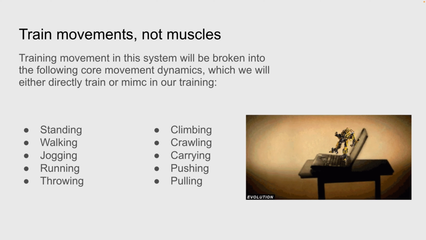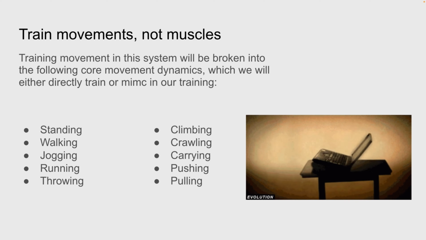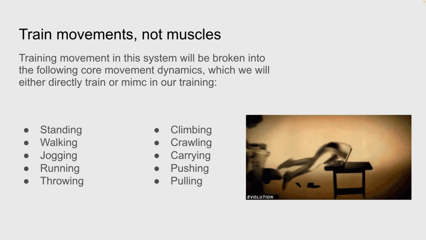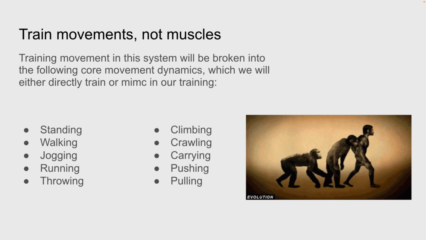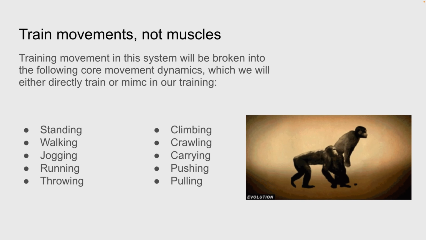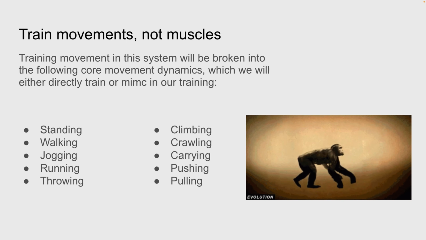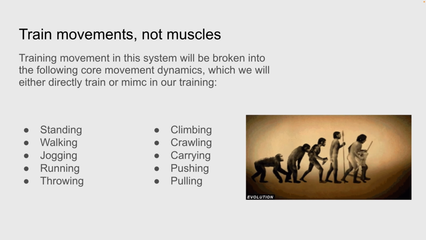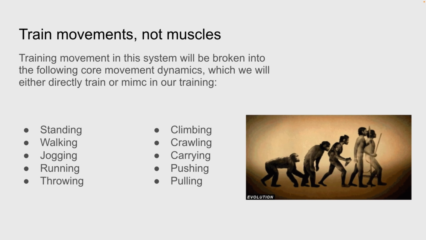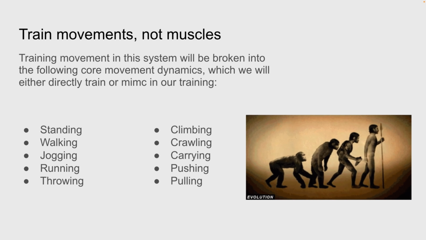Training movements in this system will be broken into the following core movement dynamics, which we will either directly train or mimic in our training. So that is standing, walking, jogging, running, throwing, climbing, crawling, carrying, pushing, or pulling. These are the evolutionarily incentivized movements for humans. So we want to really focus on making sure our dynamics are driven primarily from the 5 lenses that we talked about and in the direction of mimicking these types of motions.